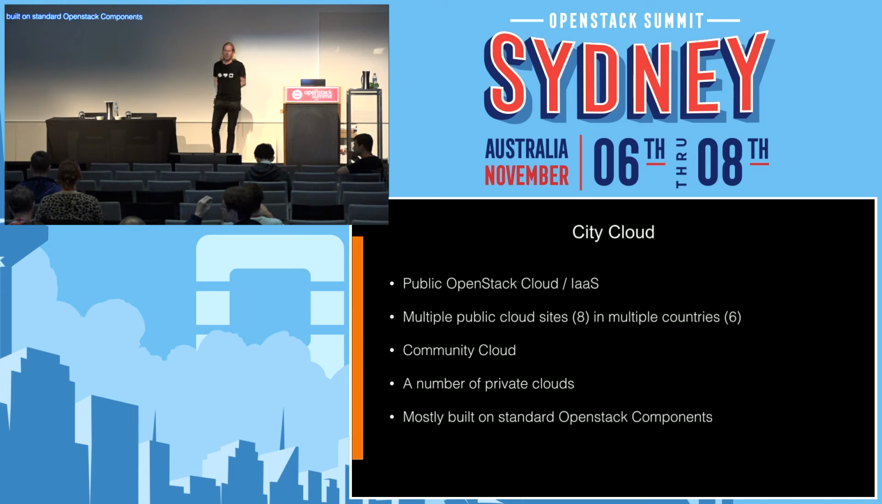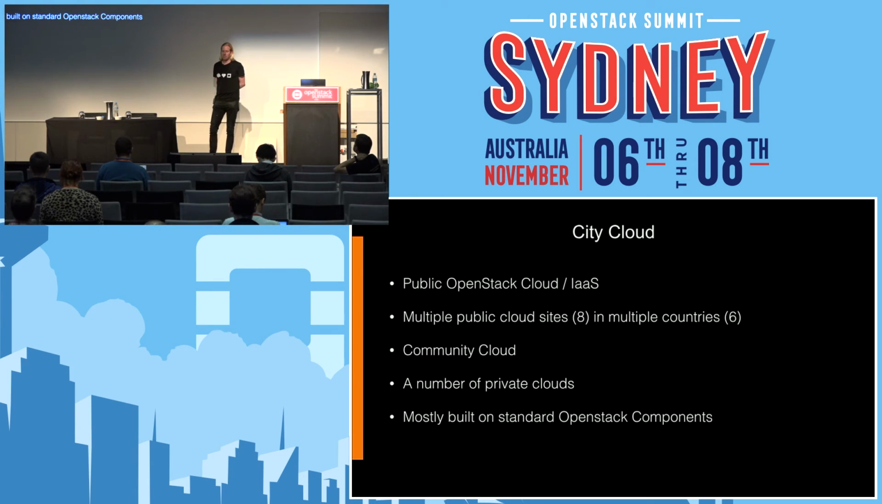We have multiple public cloud sites, 8 of them actually in 6 different countries. Also something called the community cloud, which is basically an infrastructure as a service for businesses that have special requirements when it comes to compliance. For example, financial sector or government agencies and such. We also run a number of private clouds that are based on basically the same technology as the public cloud, but specific for one customer.